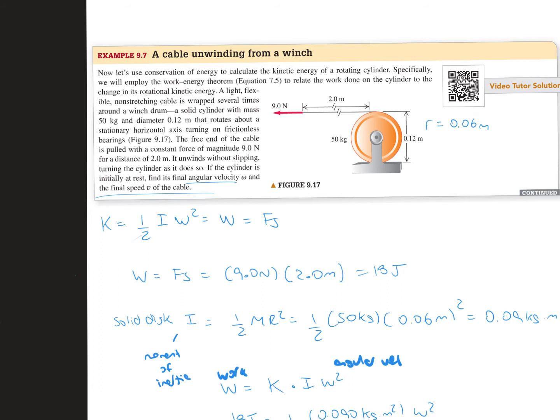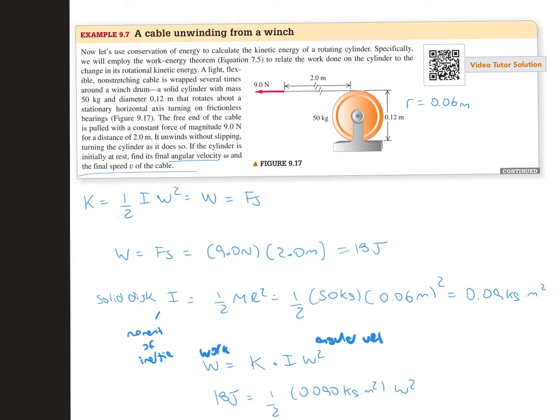What we do know is that the free end of the cable is pulled with a constant force of magnitude 9 newtons for a distance of 2 meters. Then it unwinds without slipping, turning the cylinder as it does so. The question is, if the cylinder is initially at rest, what would be its final angular velocity and the final speed of the cable?